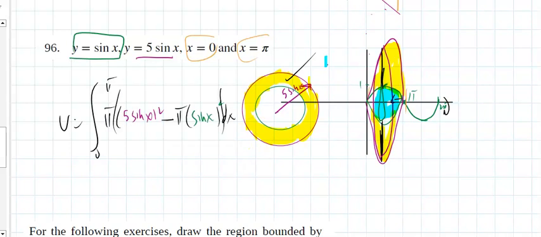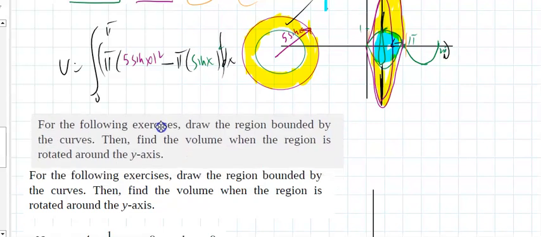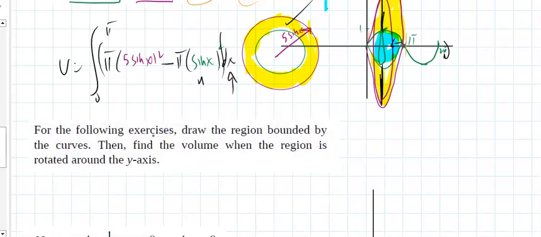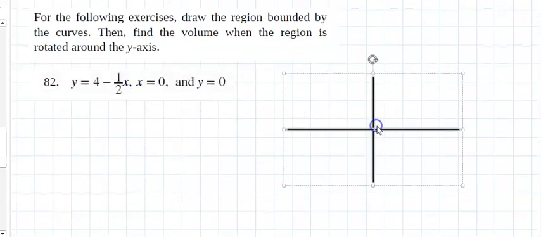Now, of course, as you rotate about, you could rotate about the y as well, and that's going to change. You need everything to be in terms of y. So it's not y equals anymore, it's x equals.